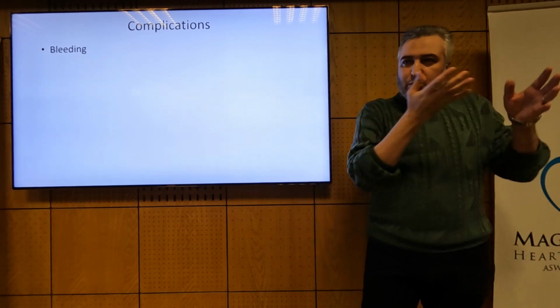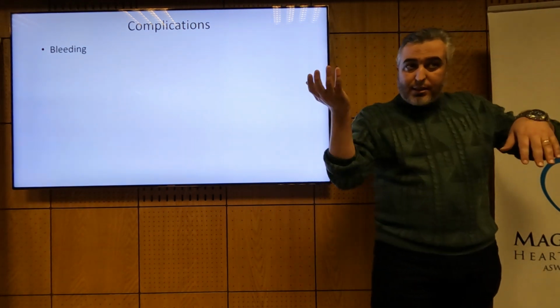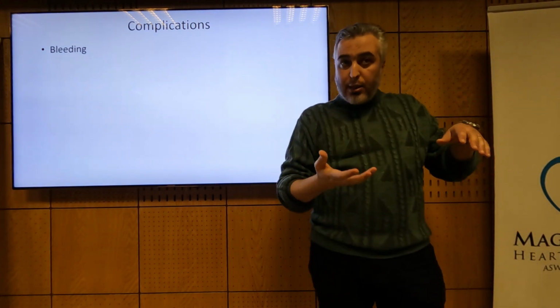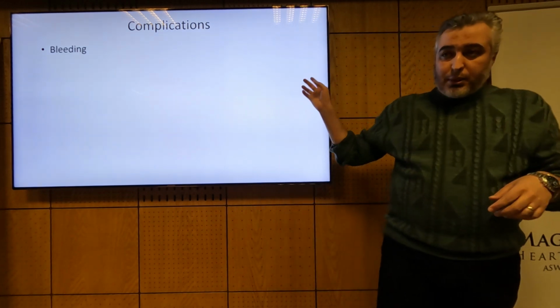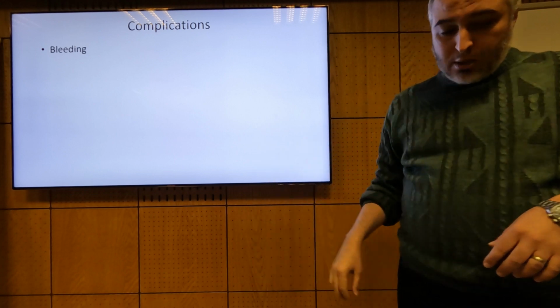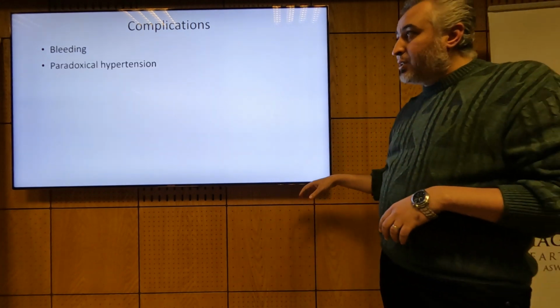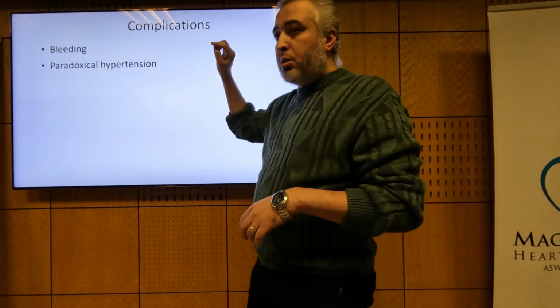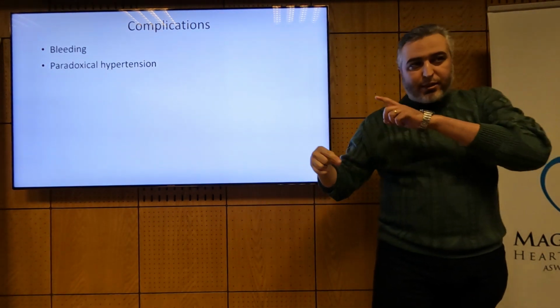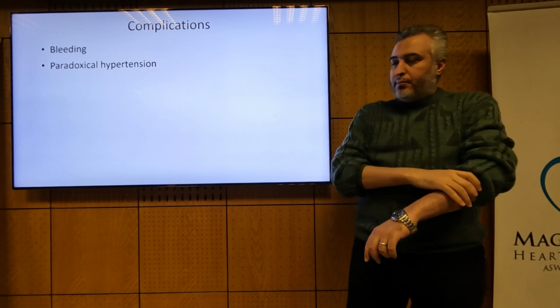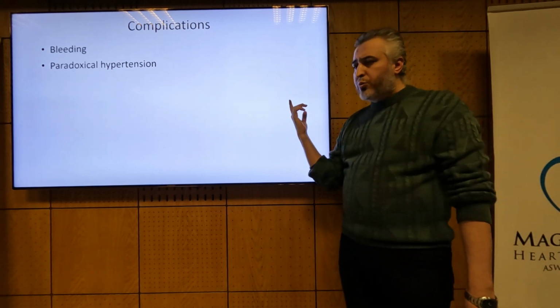So you would expect that after relieving the obstruction, the pressure in the ascending aorta will become less, and now the hypertension is resolved. Almost all patients get post-operative paradoxical hypertension. So hypertension not as expected. Why would you develop that?